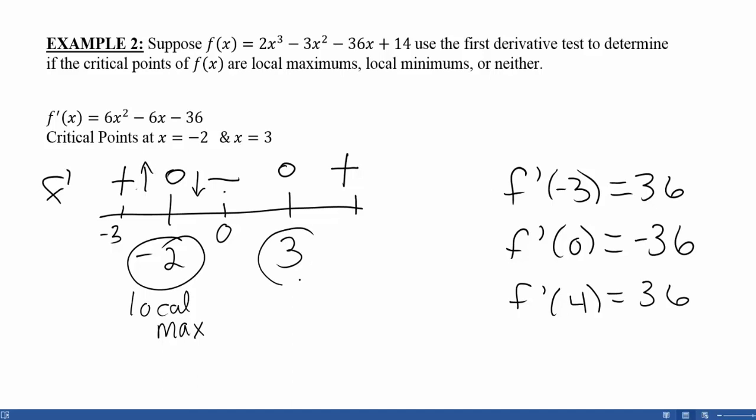Similarly, I can do the same analysis for 3. So now I know that to the left I was decreasing, and then after 3 I was increasing. So that means that 3 is a local minimum. So again, the way that the sign of the first derivative changes tells you what the original function is doing, and therefore tells you whether or not your critical point is a local maximum or a local minimum. Let's try some more.